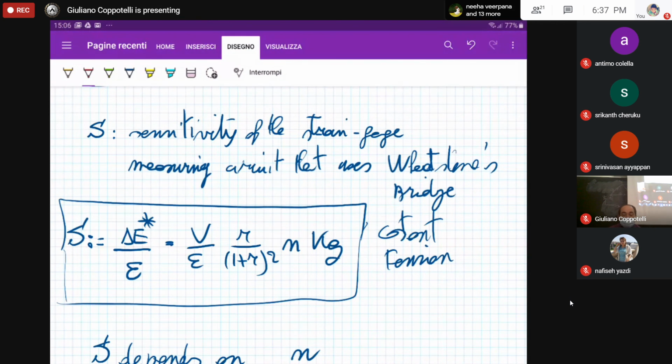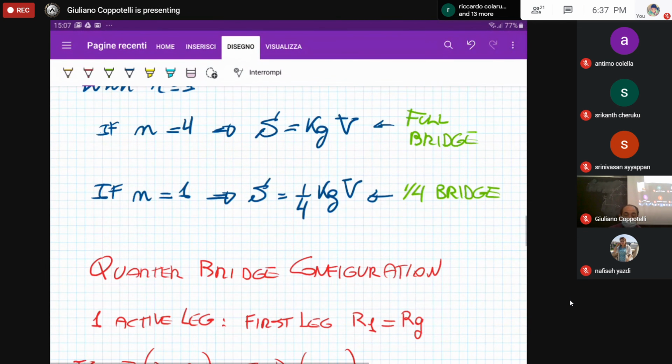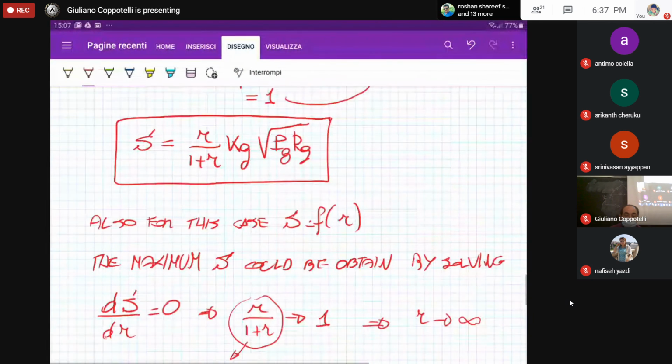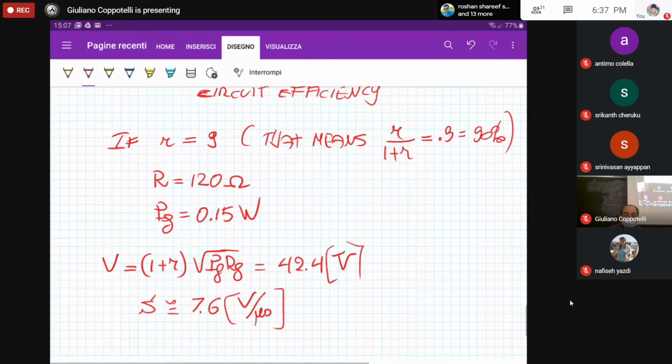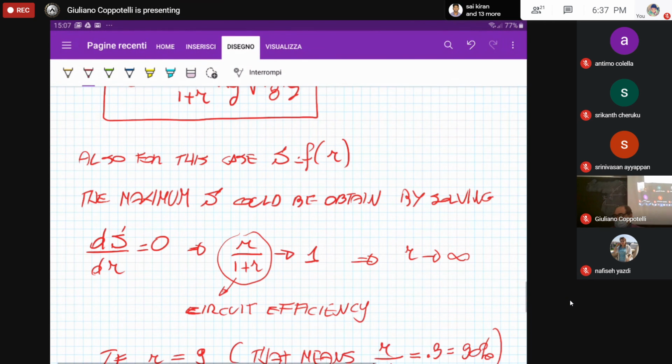And that is equal, according to our analysis here, to this ratio that depends on the electrical efficiency, R over 1 plus R. And if you got that equal to 1, then of course you have the final result.